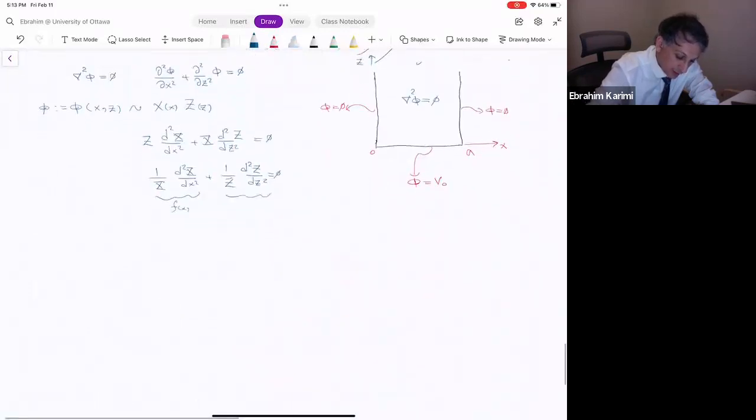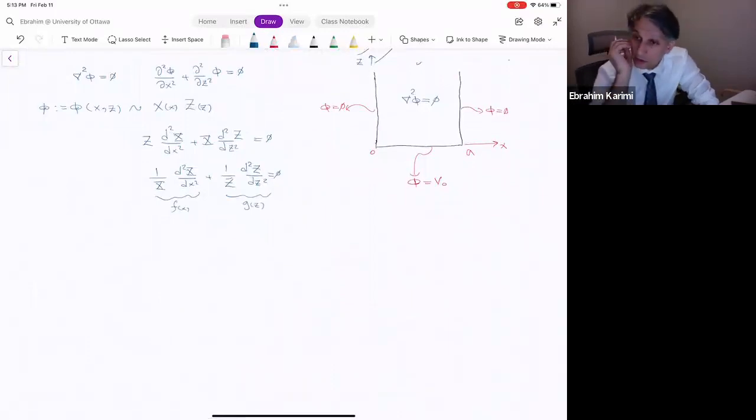This is a function of z. The sum is equal to 0. So definitely it means that they are constant. Whatever is the constant of the one, the other one should definitely be its negative.